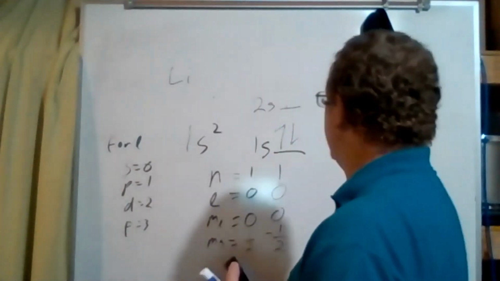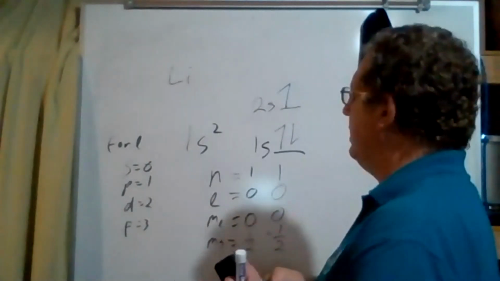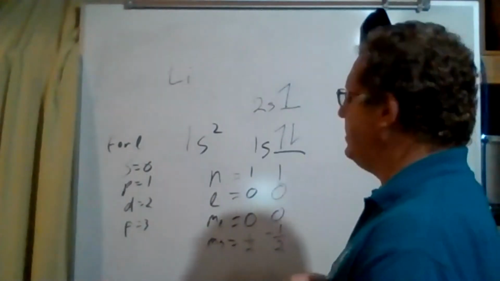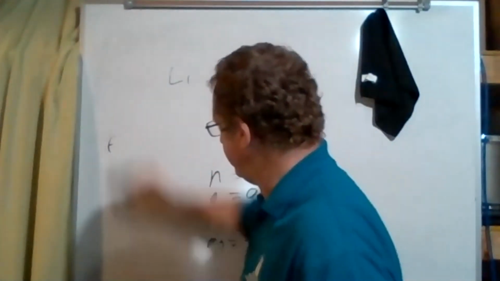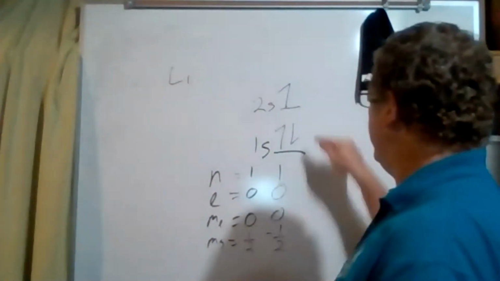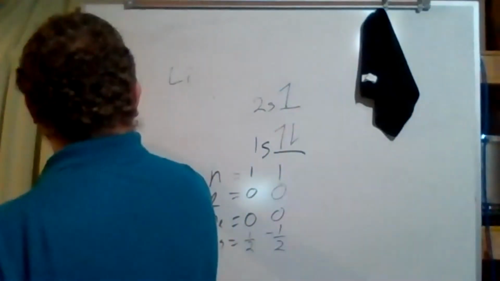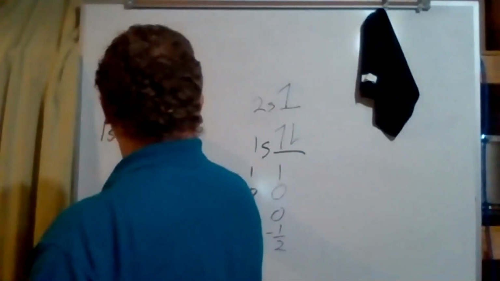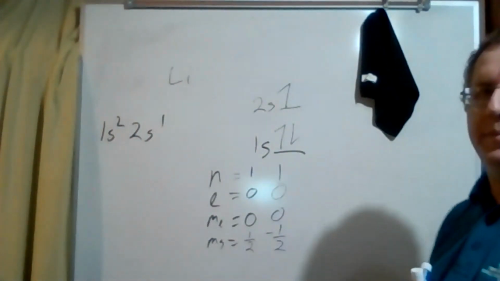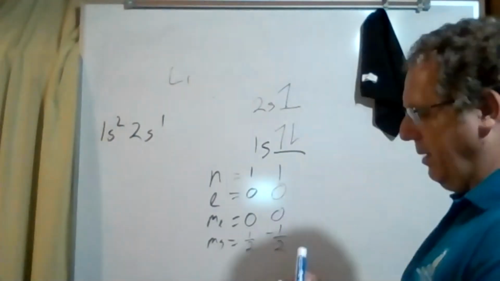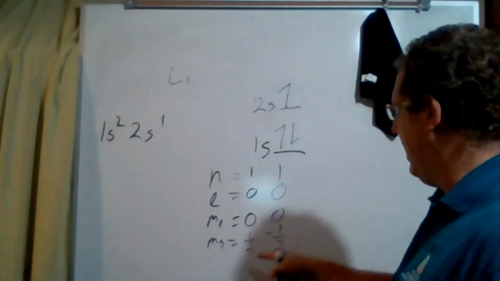I'll see if I have another color that functions here. And that is going to be blue. Now my electron configuration, I'm going to have to make this a little bit bigger here. I have 3 total electrons. So in the 1s, I have 2 electrons. In the 2s, I have 1 electron. So it's 1s2, 2s1.